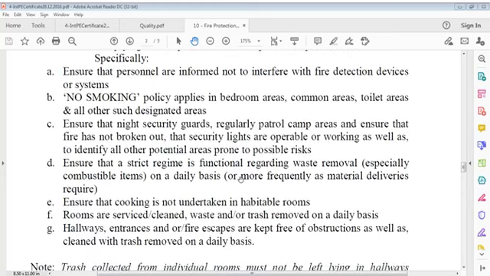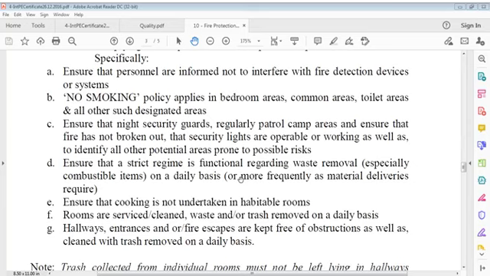Specifically, ensure that personnel are informed not to interfere with fire detection devices or systems. No smoking policy applies in bedroom areas, in common areas, in toilet areas, and all other such designated areas. Ensure that night security guards regularly patrol camp areas and ensure that fire has not broken out, that security lights are operable, as well as to identify all other potential areas prone to possible fire risks.